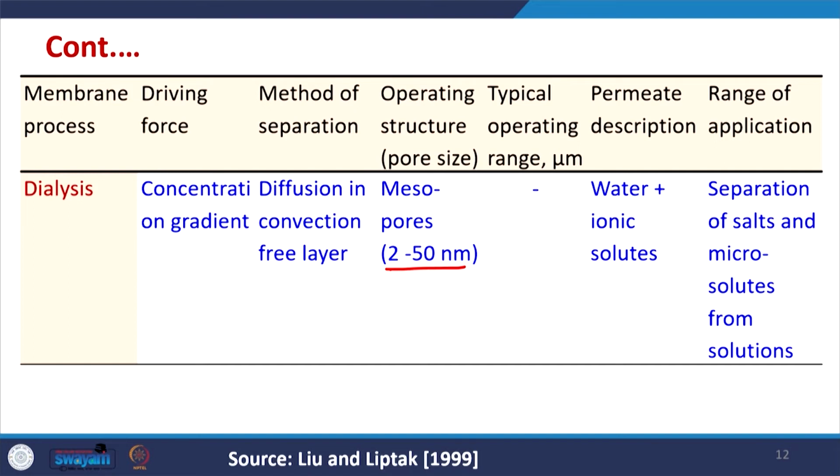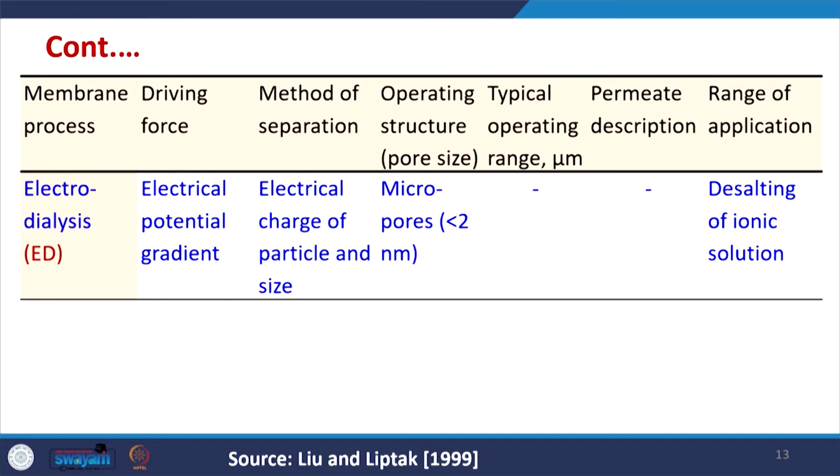from the solution. Similarly, electrodialysis is also used, where an electrical potential gradient is used. Then the electric charge of the particle and the size of the particle both become important parameters as a method of separation. The size range is in the microporous range, less than 2 nanometer itself, and this is used most commonly in the desalting of ionic solution.